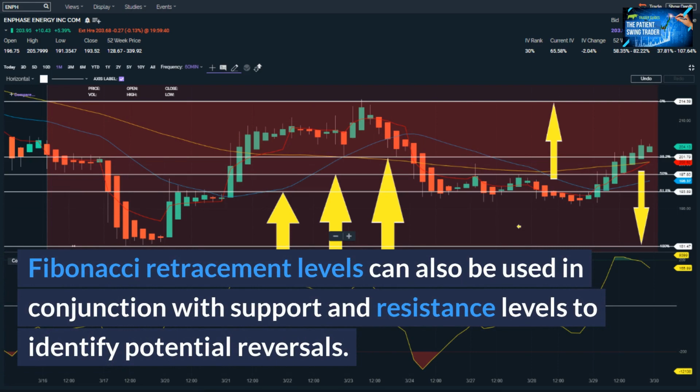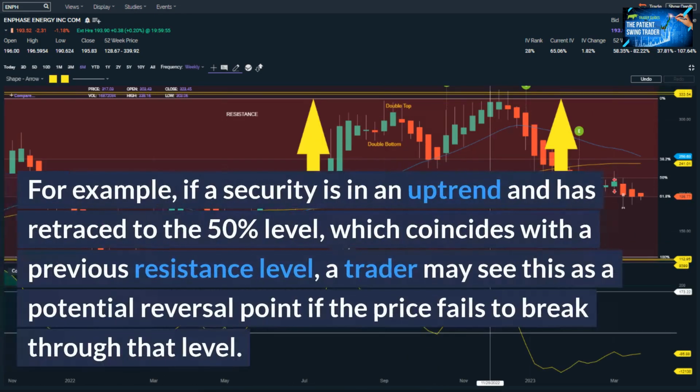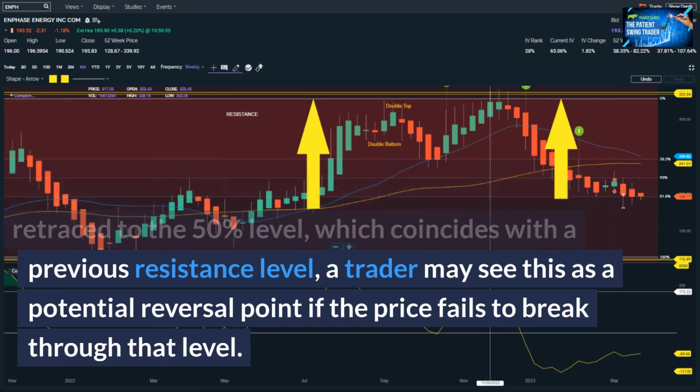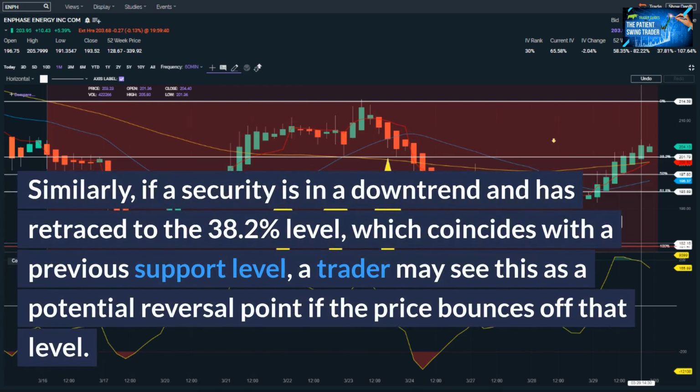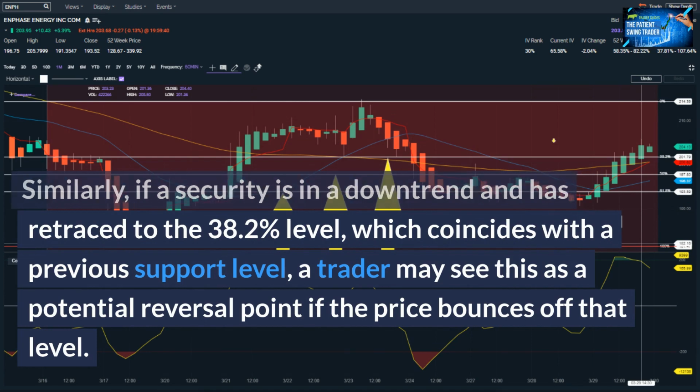Fibonacci retracement levels can also be used in conjunction with support and resistance levels to identify potential reversals. For example, if a security is in an uptrend and has retraced to the 50% level, which coincides with a previous resistance level, a trader may see this as a potential reversal point if the price fails to break through that level. Similarly, if a security is in a downtrend and has retraced to the 38.2% level, which coincides with a previous support level, a trader may see this as a potential reversal point if the price bounces off that level.